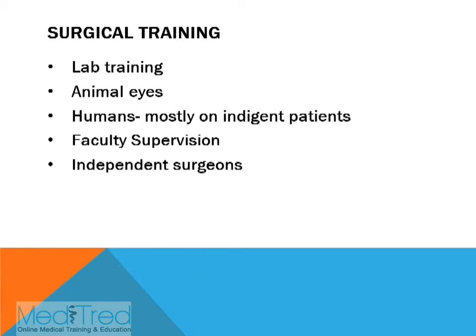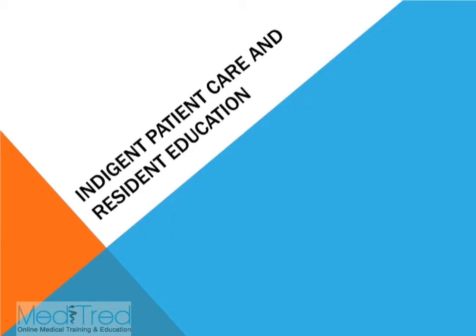Now remember, most of this training happens on indigent patients. There's no denying this. If we don't have the charity hospital system or the veterans hospital systems, it's going to be very difficult for us to train surgeons. It is not only true for ophthalmology, but for every other surgical specialty.